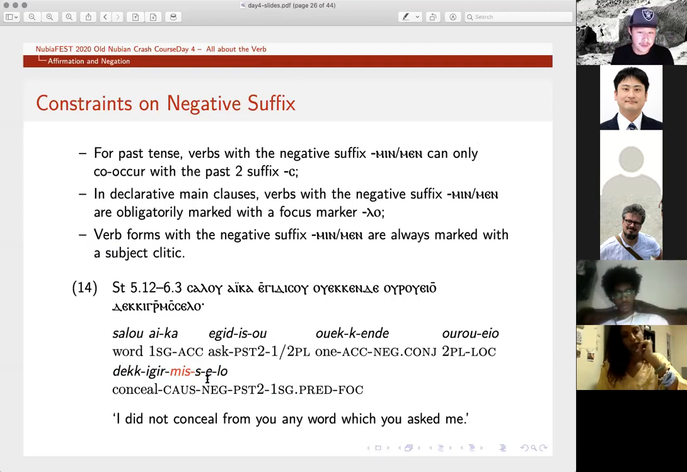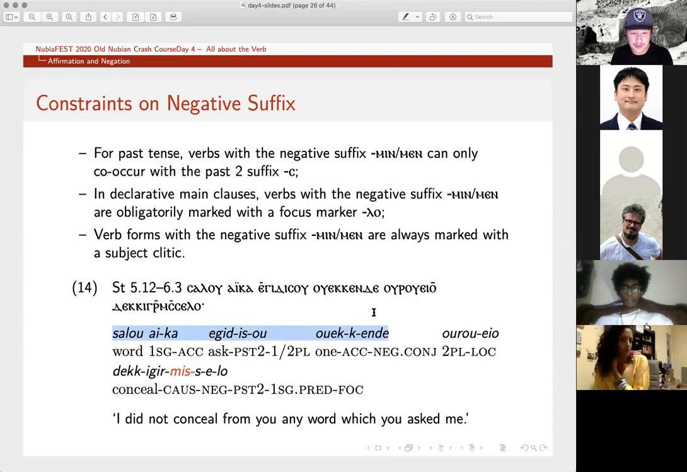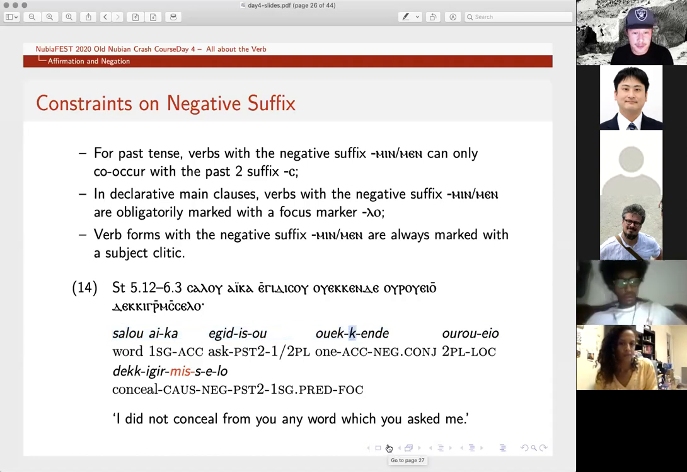I did not conceal from you. From you is right here with a locative, and then our object is this entire thing. Any word which you asked me. And so with this relative clause inside, and the whole thing here marked with the accusative, it being the direct object.